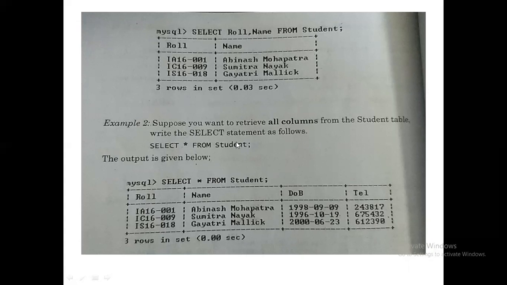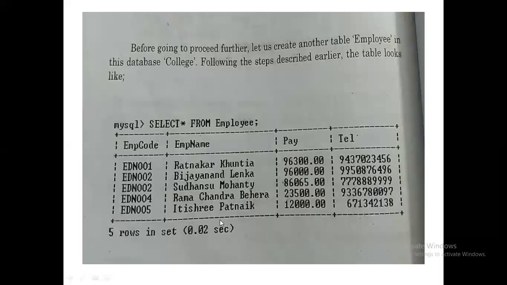So after that, suppose you want to retrieve all columns from the student table, write the select statement. If I want to see all the columns from the student table, I have to write the syntax like select star from student. So the output will be given like it will show select star from student. It will show all the column names of the table student.